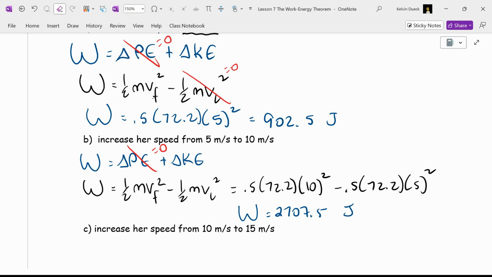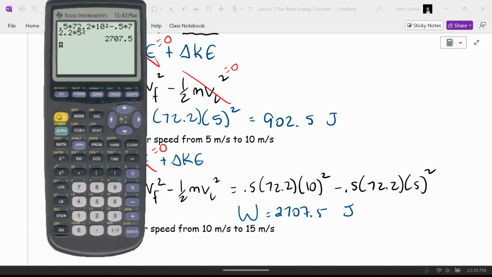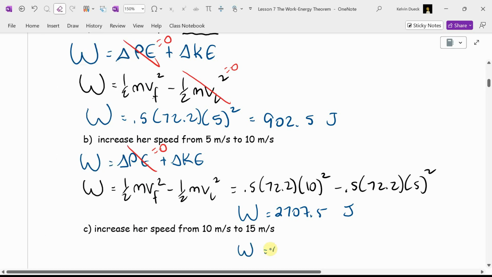In fact, Maddie, what are we doing in part C? Still a 5? You know what? I'm not even going to write anything down. I'm going to go to my calculator and backspace. Where the 10 is, what do I want where the 10 is this time? 15. And what do I want where the 5 squared is? 10 squared. Still a 5 meter per second increase. Way more energy. Now we're looking at 4,500. Work equals 4,512.5.